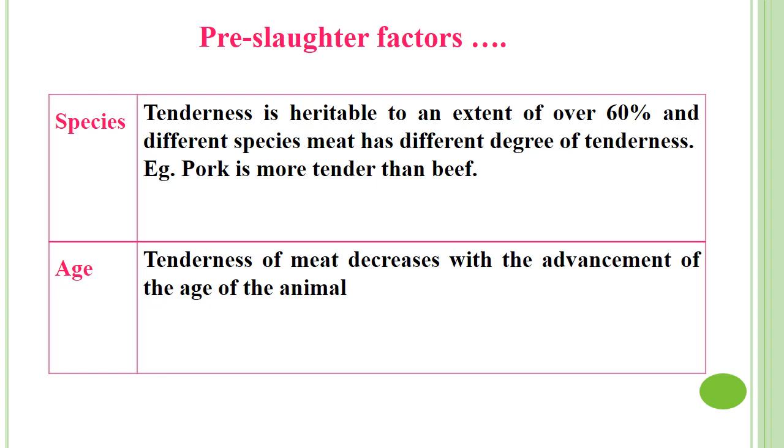First is the species. The tenderness is heritable to an extent over 60%, and meat of different species has a different degree of tenderness. Due to the species there is a difference, like pork is more tender than beef. Then about the age. Tenderness of meat decreases with the advancement of age of the animal, which we have already discussed earlier. It is mainly due to the changes in connective tissue, the quantity of connective tissue, and the cross linkage in the collagen. That makes the meat tougher in case of old animals.